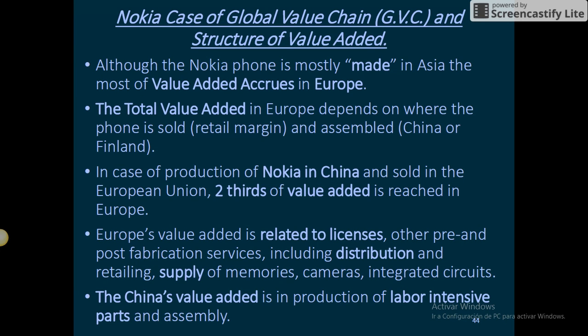Nokia case of global value chain, GVC, and structure of value added. Although the Nokia phone is mostly made in Asia, most of the value added accrues in Europe. The total value added in Europe depends on where the phone is sold, retail margin, and where it is assembled, China or Finland.